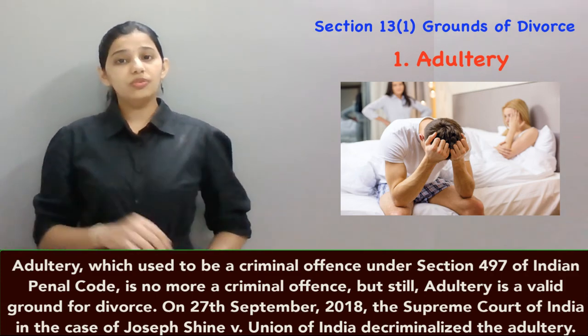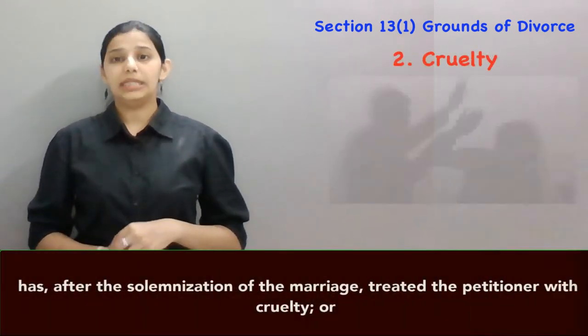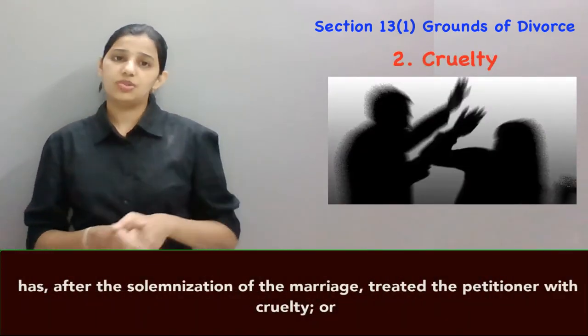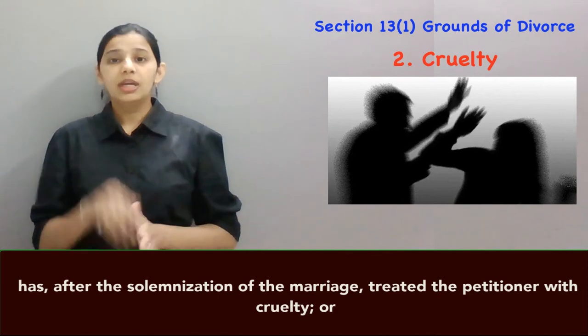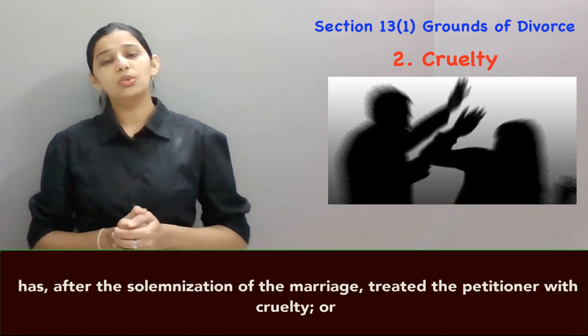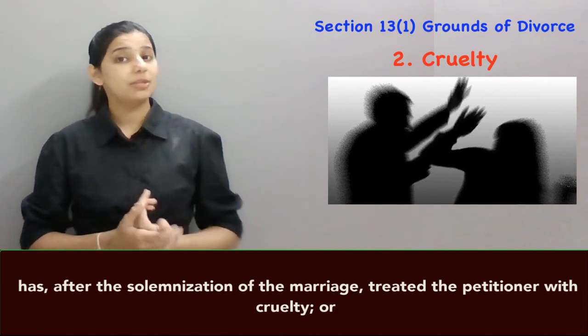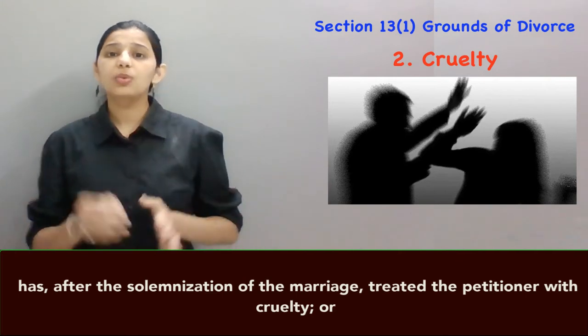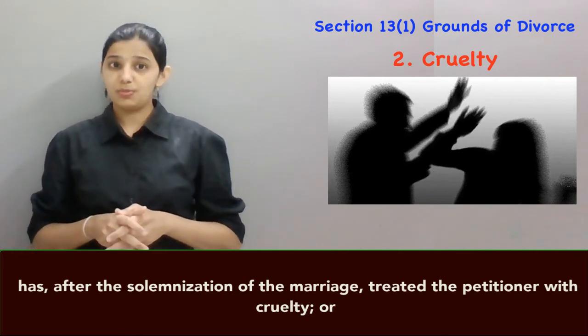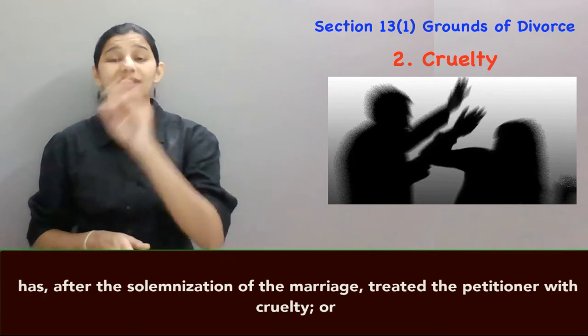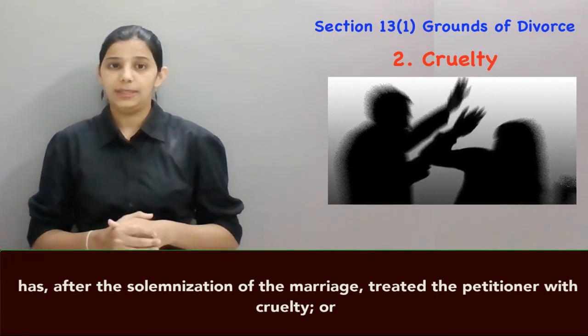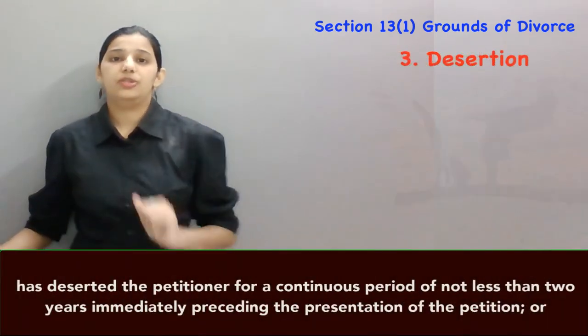So now we'll move towards the second ground, which is cruelty. See, there is no precise definition of cruelty under the Hindu Marriage Act. Cruelty as a ground of divorce includes both physical cruelty as well as mental harassment. Physical cruelty can be established by wounds and corresponding medical reports, but it is very difficult to prove mental cruelty. The third ground is desertion.